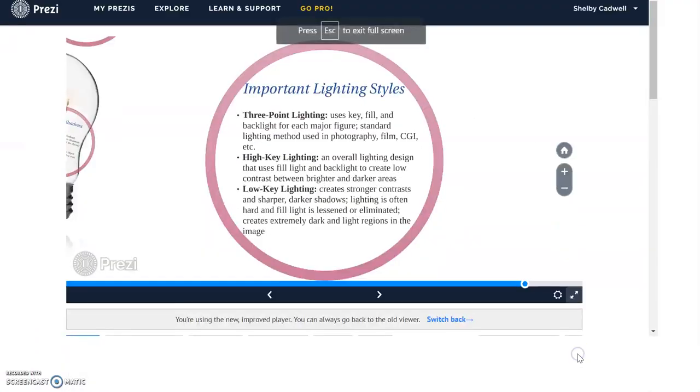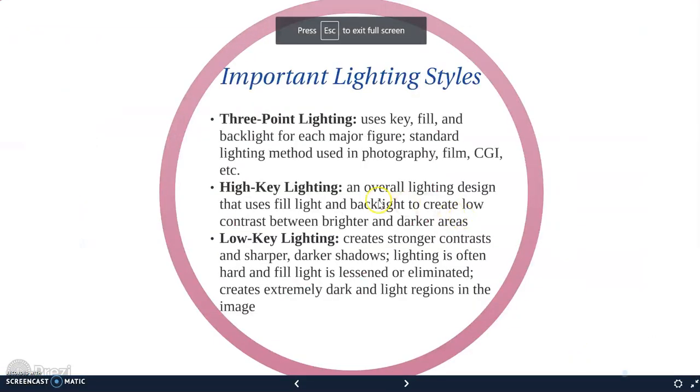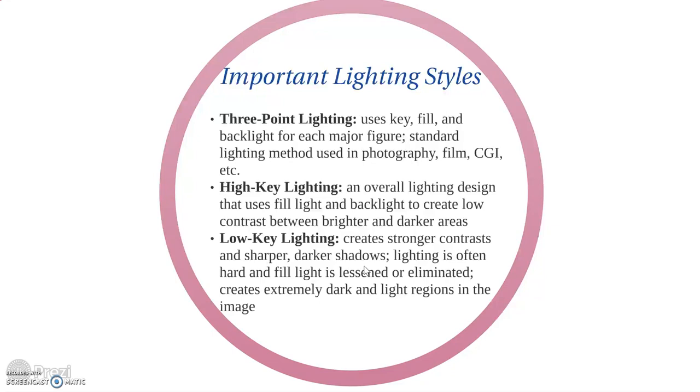So another important lighting style is high key, which is in contrast to low key. And students often have a very hard time remembering high key and low key because they are essentially the opposite of what they sound like. High key lighting is an overall lighting design that uses a fill light and a backlight to create low contrast between the brighter and the darker areas. Low contrast, a more even lighting across the board.